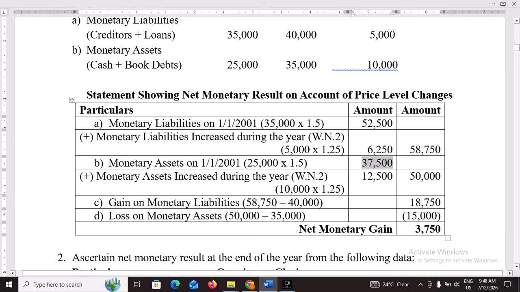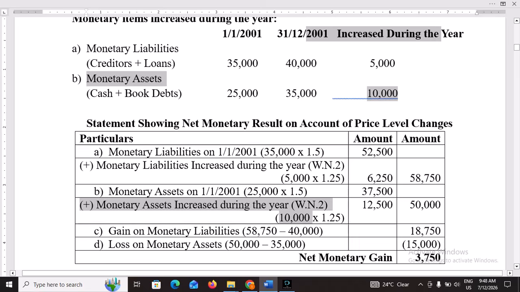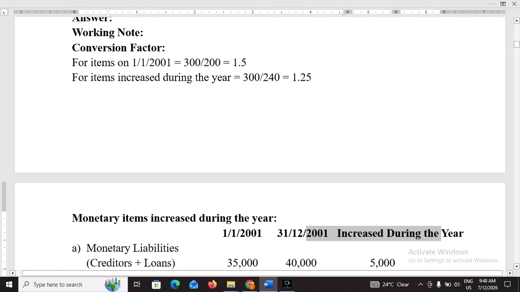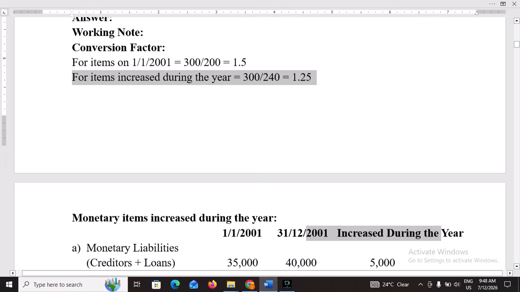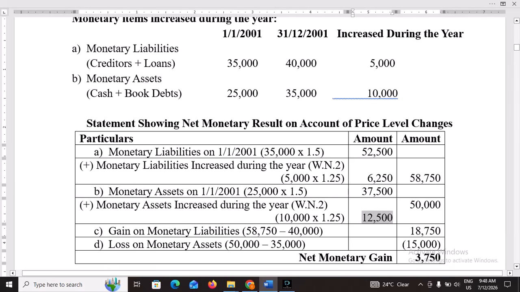Done. Plus monetary assets increased during the year. From working note number 2, the increase is 10,000. During the year means average conversion factor, which is 1.25. So 10,000 into 1.25 is 12,500. Now 37,500 plus 12,500 is 50,000 of monetary assets. Now gain on monetary liabilities.